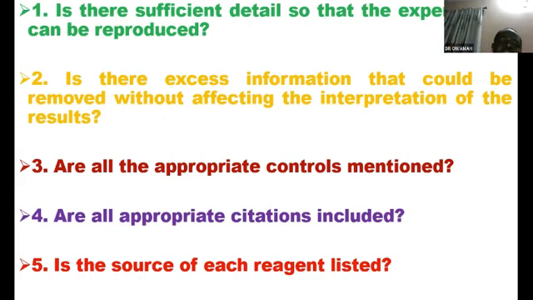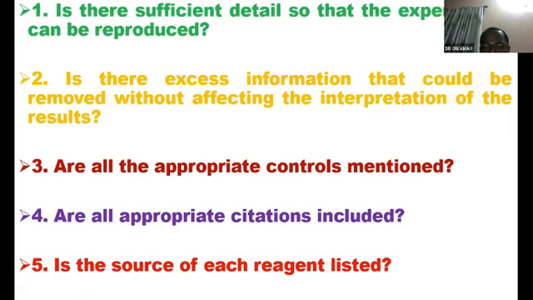The next thing is, are all appropriate citations included? So you look at it: you use a pH meter, cite who has used it. You determine the BOD5 after 5 days, cite a reference. So you check your work and ask, are all appropriate citations included?